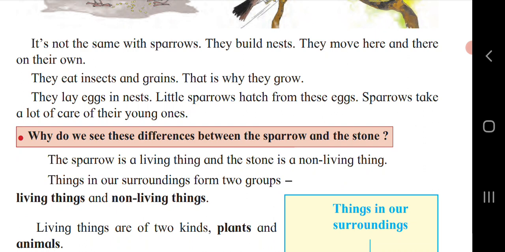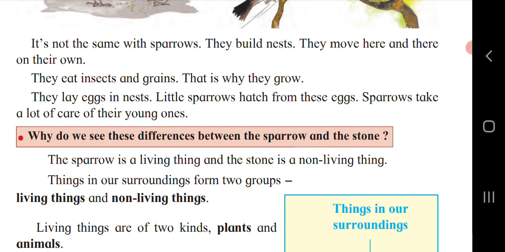They move here and there on their own. Yes, by their own choice, they can move anytime. If they don't want to go, they can sit in their nest. Or if they want to go to the west side, they can go. If they want to go north, west, east, or south, wherever they want, in any direction they can move.